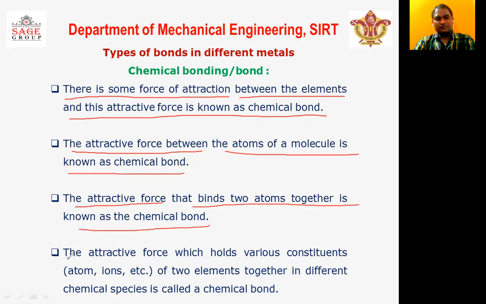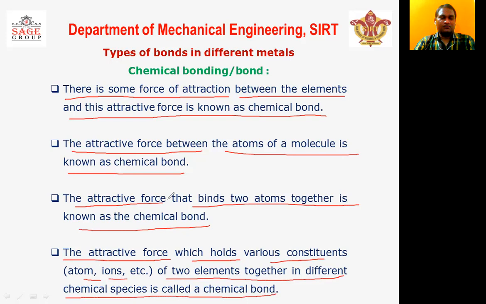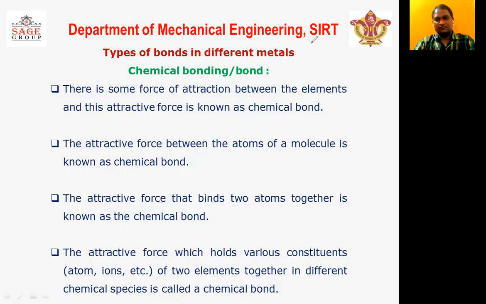The attractive force which holds various constituents like atoms, ions, etc. of two elements together in different chemical species is called a chemical bond. So, dear students, on the screen you can see four different definitions, but the meaning is the same. So, this is known as chemical bonding.